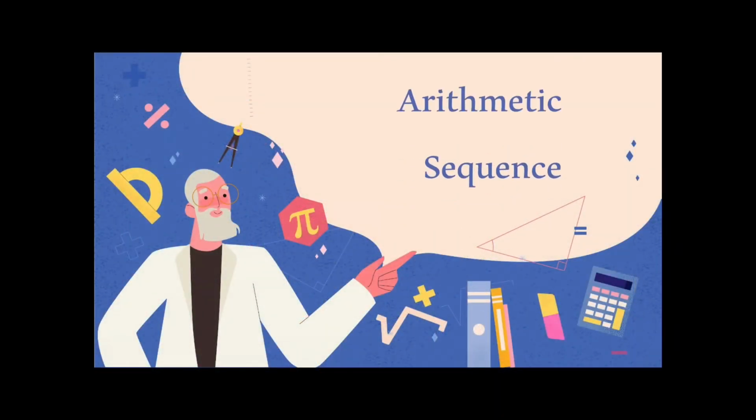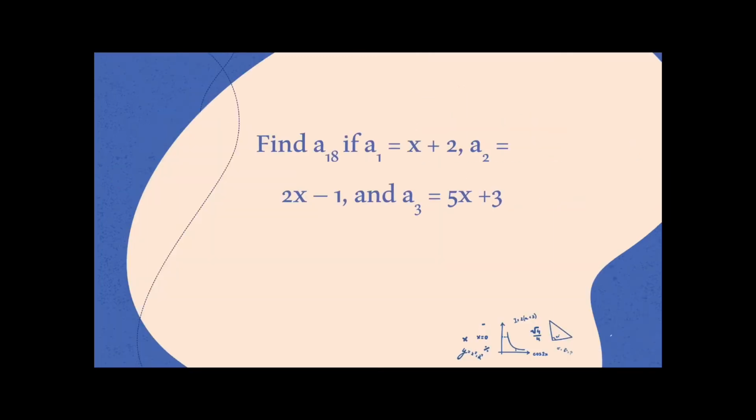Let's see, maybe I can answer this now. Just needed a good rest. x plus 2, 2x minus 1, find a sub 18. I still don't understand it. How?